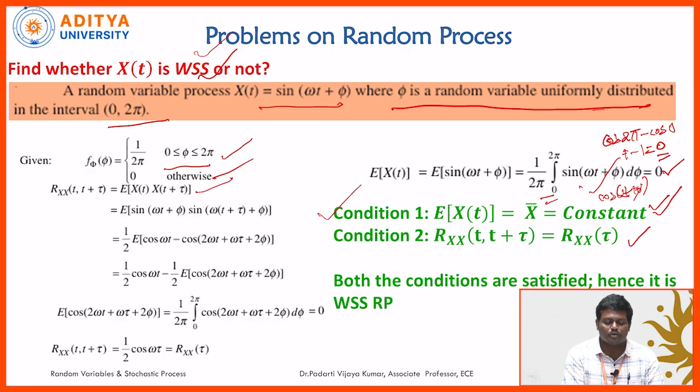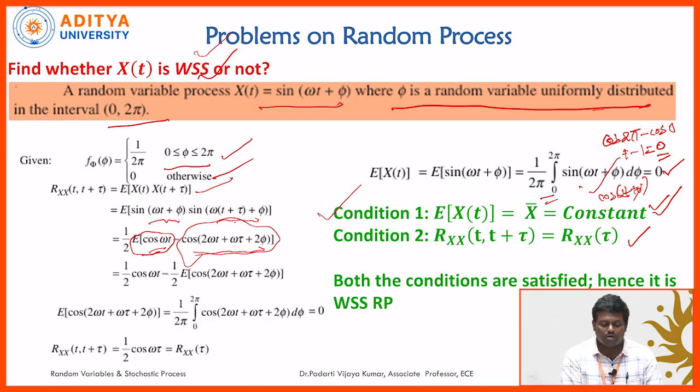The formula for computing the autocorrelation is the expectation of x of t into x of t plus tau. In place of t, I need to substitute t plus tau. So, sin A sin B can be written as cos(A minus B) minus cos(A plus B) divided by 2. Applying that formula, we get the expectation of cos omega tau minus cos(2 omega t plus omega tau plus 2 phi). The expectation of this function we need to compute.